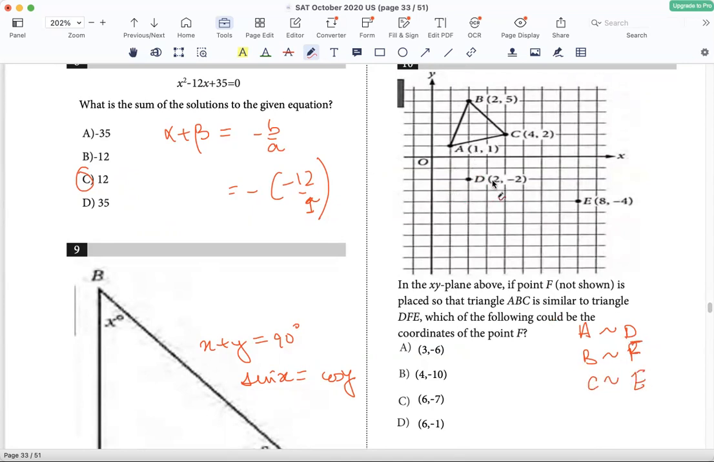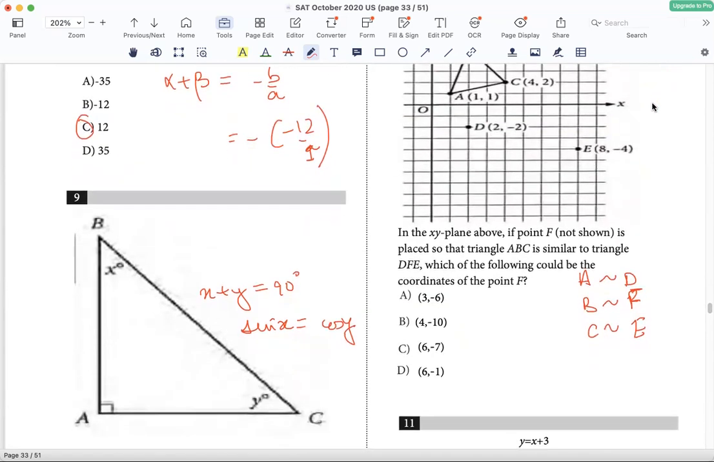So here we are multiplying the x coordinate by 2 and the y coordinate by -2. For C also we notice the same thing. So for B to go to F, we'll multiply the x coordinate by 2, so 4, and the y coordinate by -2, so -10. (4, -10) would be the coordinates of F.